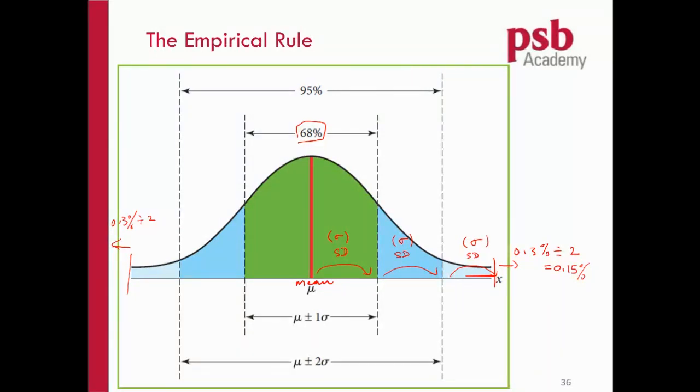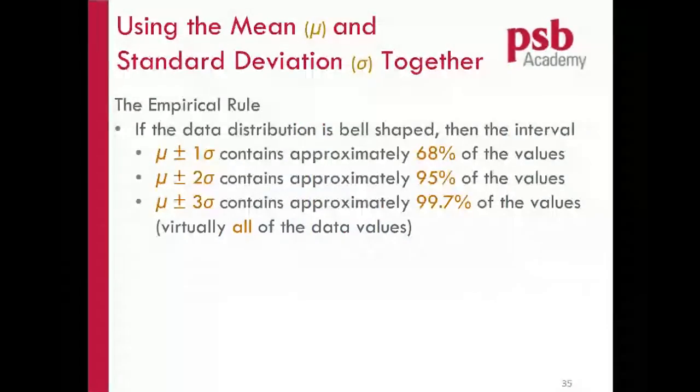So we are more interested in the first three sections. 1, 2, 3 on the right hand side, 1, 2, 3 on the left hand side. Now these three numbers you have to remember. This is a magic number. 68, 95, 99.7.